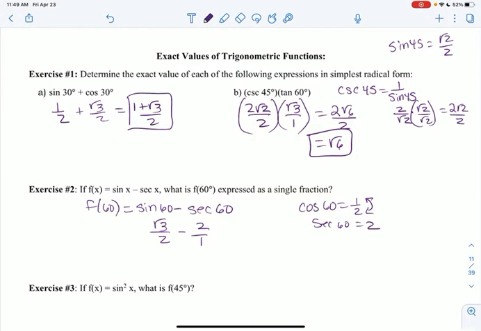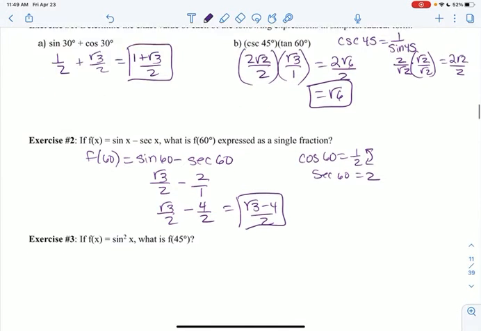All right, I cannot subtract these unless they have the same denominator. So 2 over 1, I'm going to change that to 4 over 2. That's equivalent. And now they have the same denominator. All right, there we go.